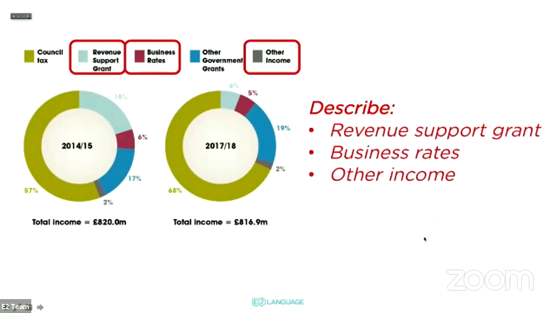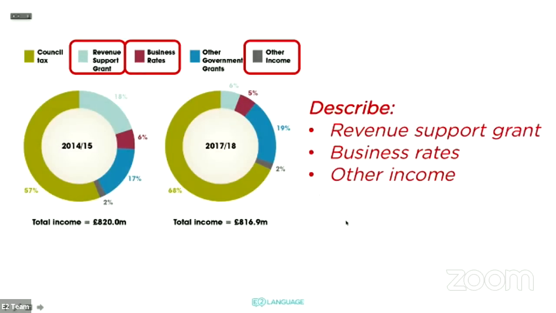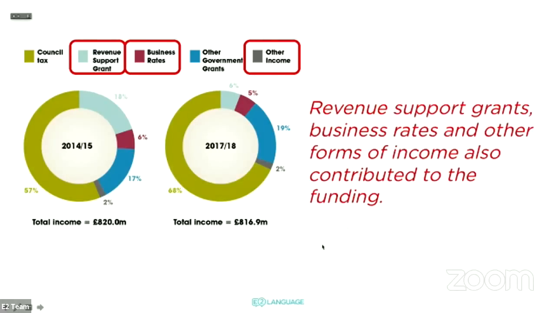Fine. Now I grouped these ones together. Why did I group these ones together? Because they all decreased. This one went from 18 to 6. This one went from 6 to 5. Whoops. This one stayed relatively similar. Why did I put that one there? Anyway, there you go. I screwed up there, but let's read this. Mine says, revenue support grants, business rates, and other forms of income also contributed to the funding.